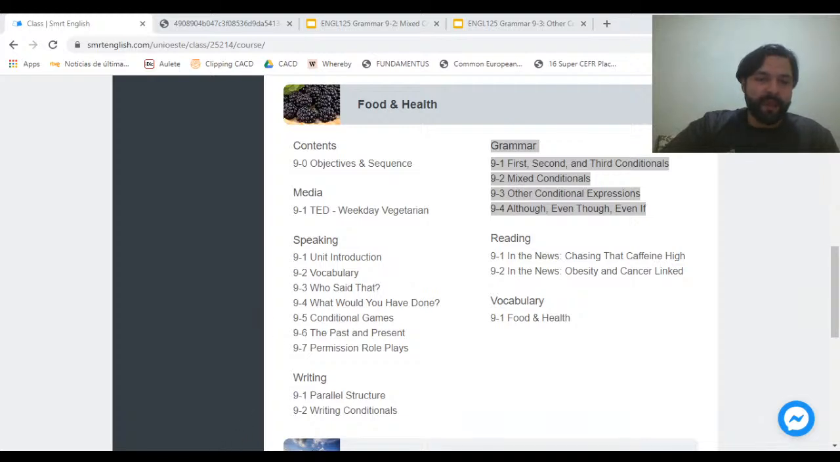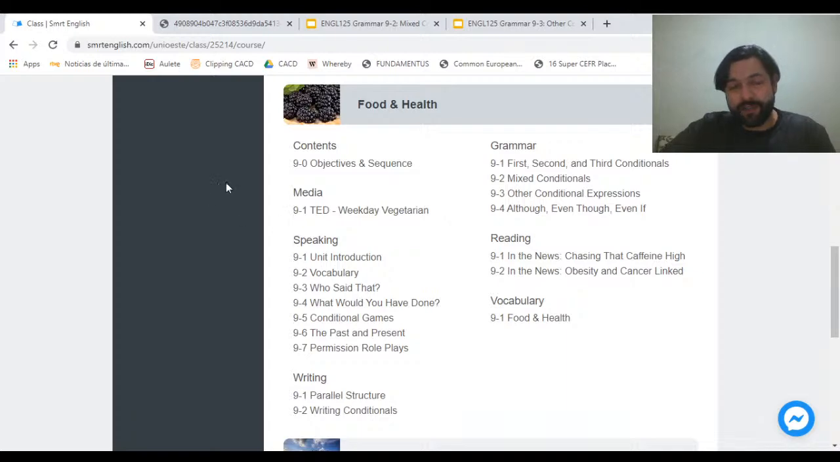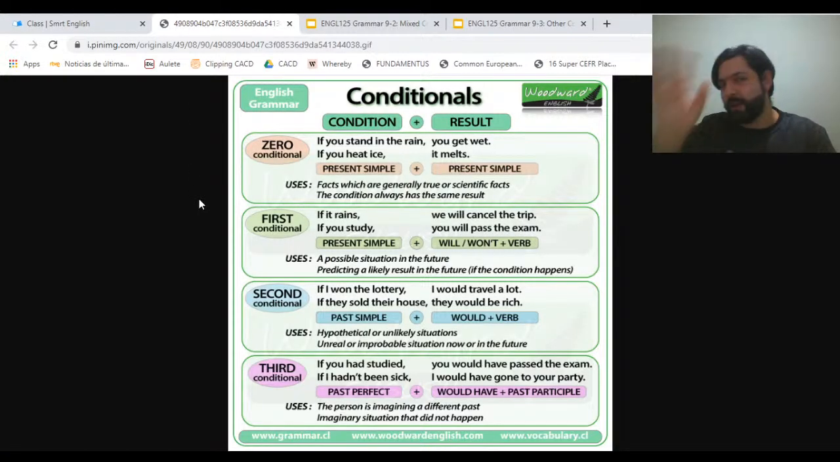Right. Okay, guys, but let's start. So I will start first showing you a picture of a little compilation of all the conditionals in English.